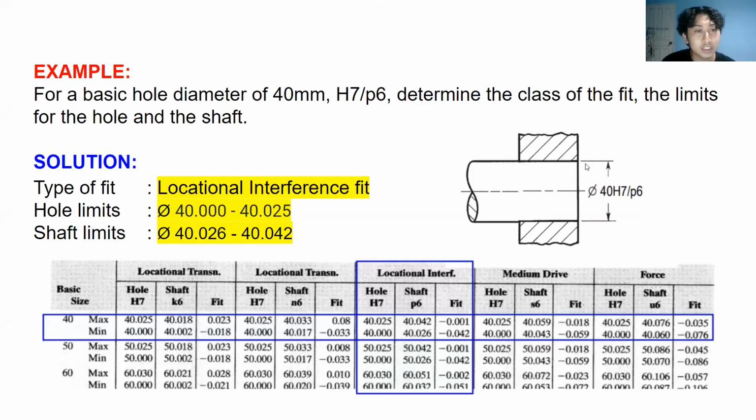So the solution, the type of limit says H7P6, which we can see is a locational interference fit, and they mention the diameter of the hole is 40 mm. We look at the column of basic size for 40, and at the locational interference, you can see the hole limit is 40 to 40.025, and the shaft limit is 40.026 to 40.042. So that's all.